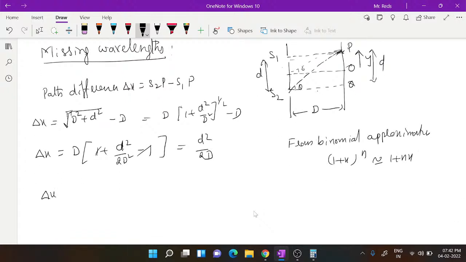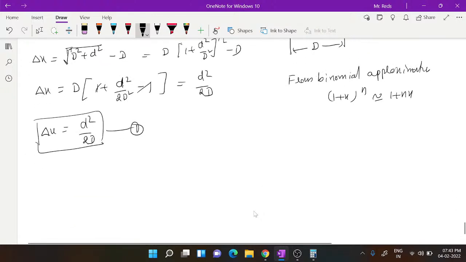If delta x is equal to small d square by 2d, take this as equation 1. But in general, if you consider the formation of bright fringes and dark fringes, different cases will come. If you are missing the wavelengths, you will get a dark fringe. So for missing wavelengths, intensity will be 0. That's what you have to remember. Intensity is 0 means a dark fringe, and the corresponding path difference should be 2n minus 1 into lambda by 2. That is what you have to consider.